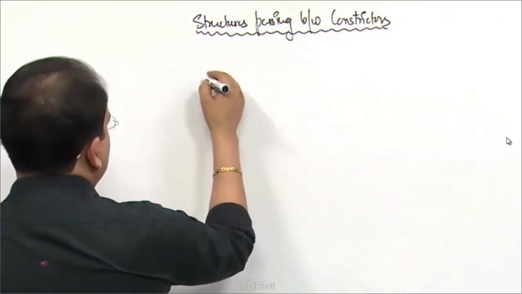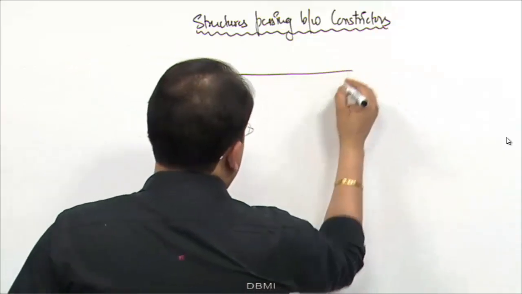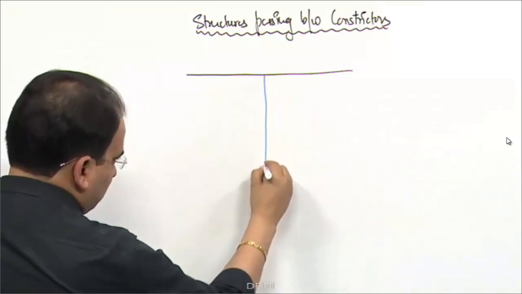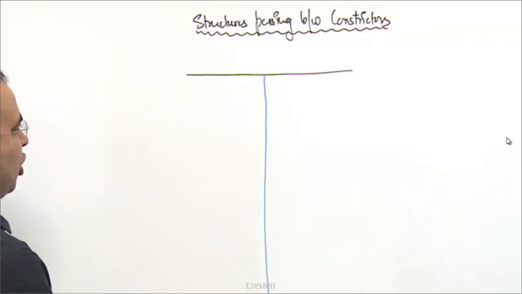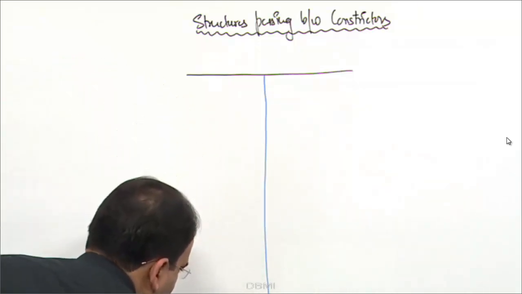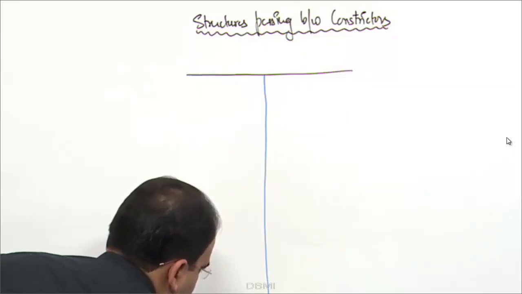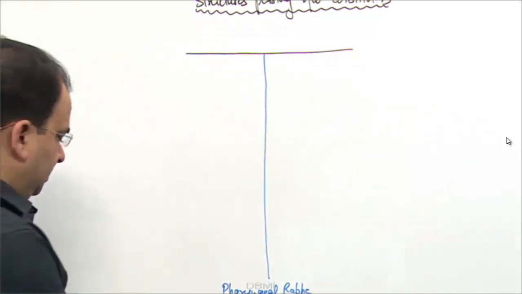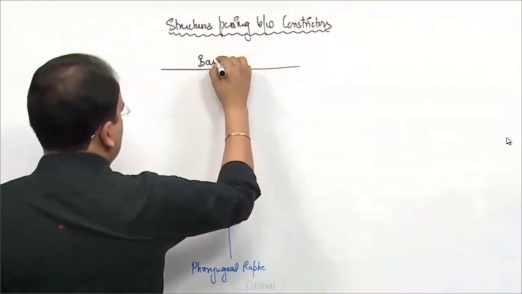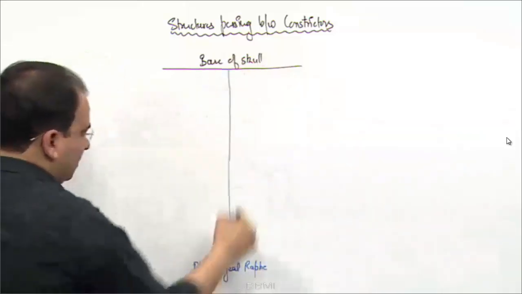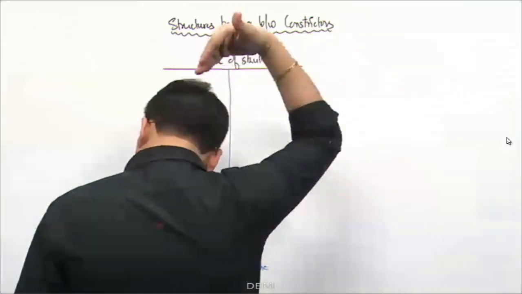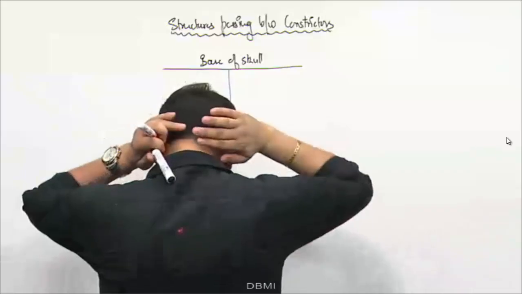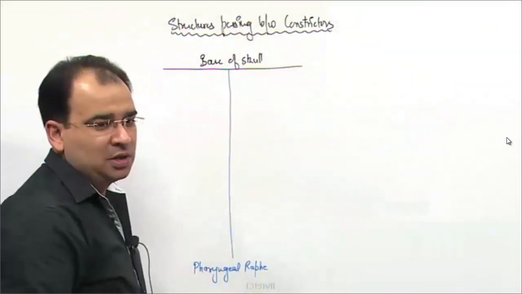Now let's say this is the base of skull here, and this is the pharyngeal raphe, that common insertion. The pharyngeal raphe is somewhat like this. You are looking at it in the coronal section, and all the constrictor muscles are inserted into the raphe in between. So there is a raphe which provides insertion to all constrictor muscles.